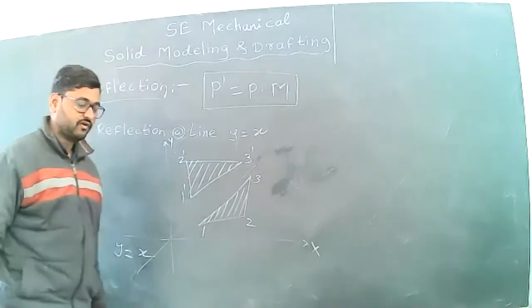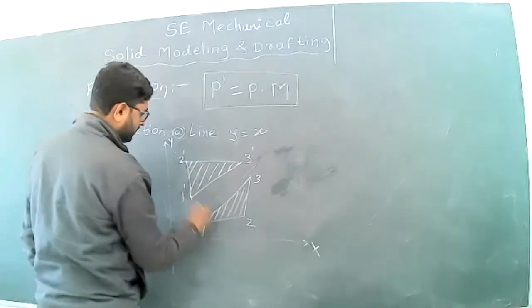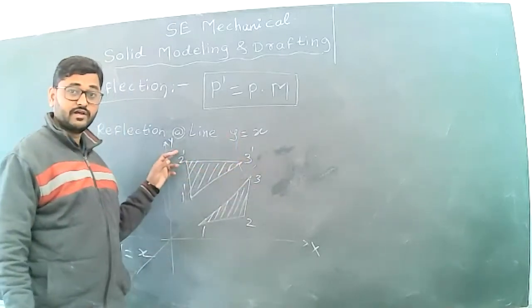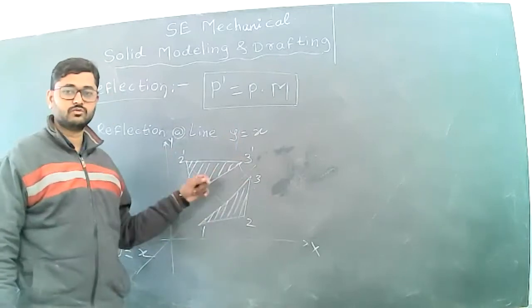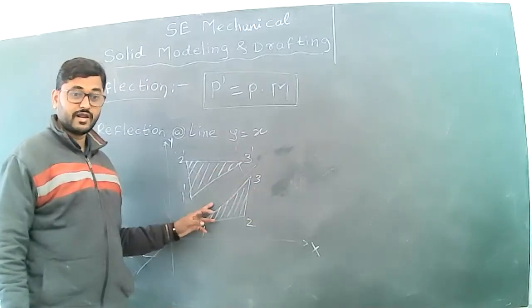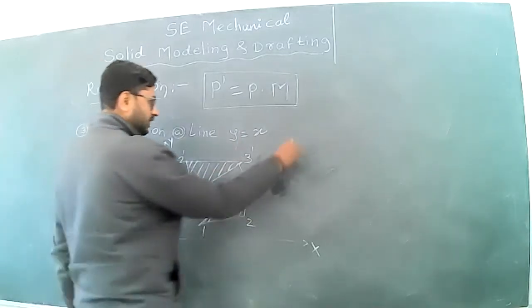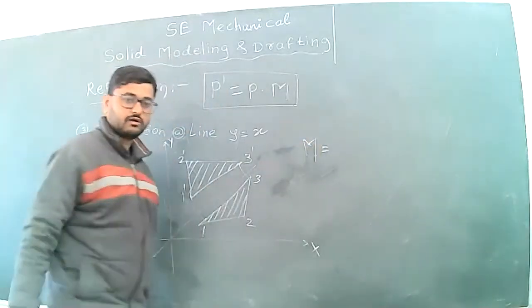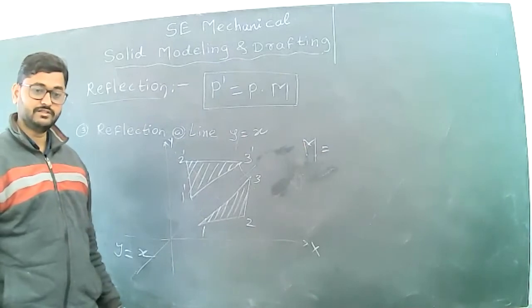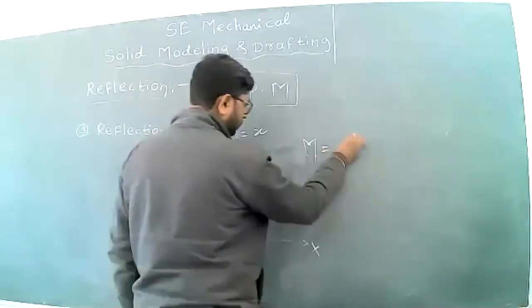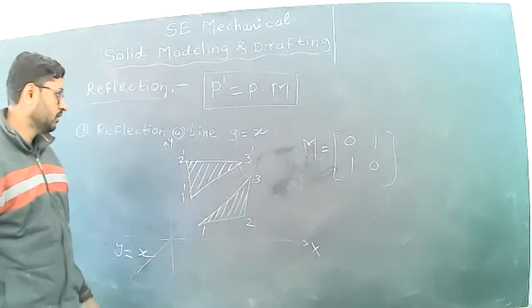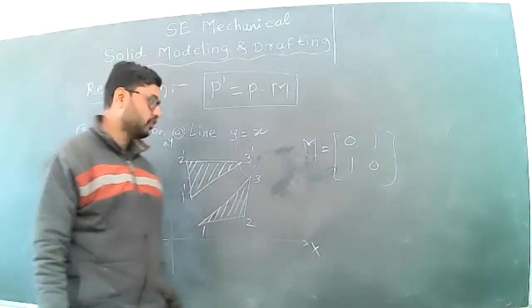This triangle is the reflected triangle. 1 dash, 2 dash, 3 dash is the reflected triangle about line y is equal to x. And this 1, 2, 3 triangle is the original triangle. For this particular case, the reflection parameter m is 0, 1 and 1, 0. Why 0, 1 or 1, 0?